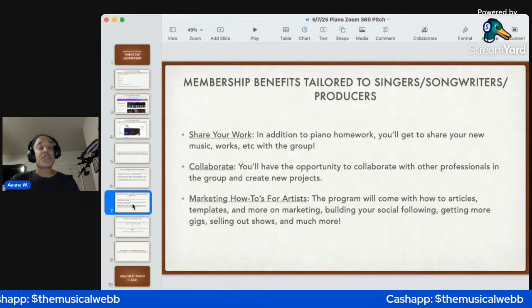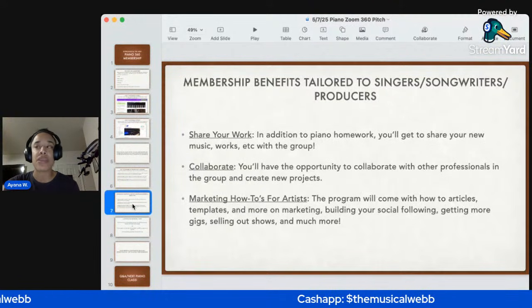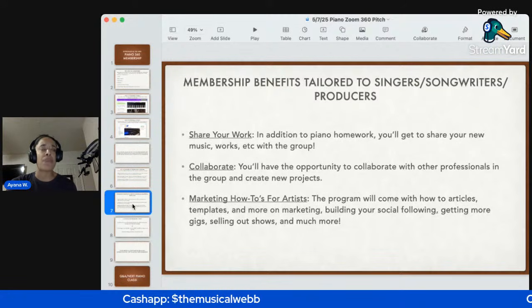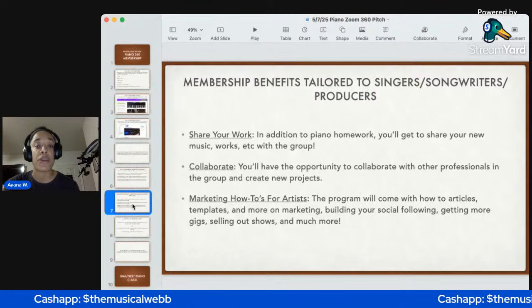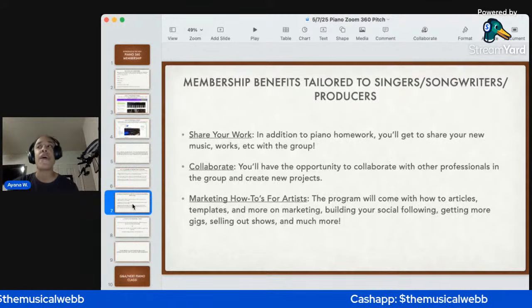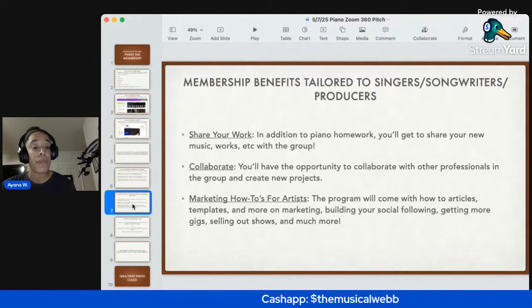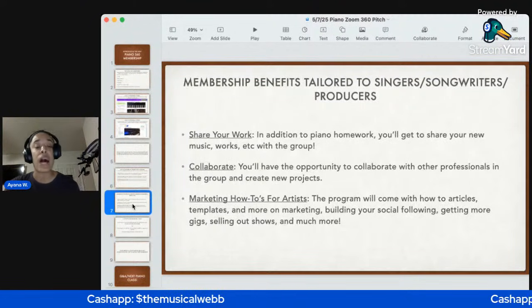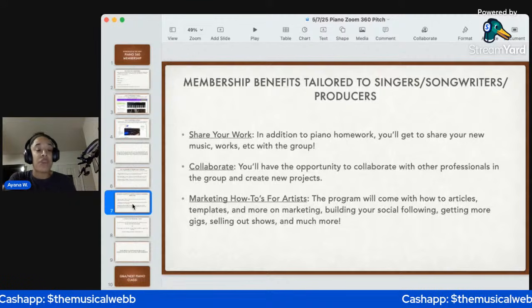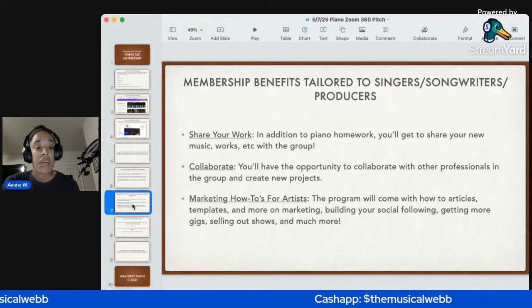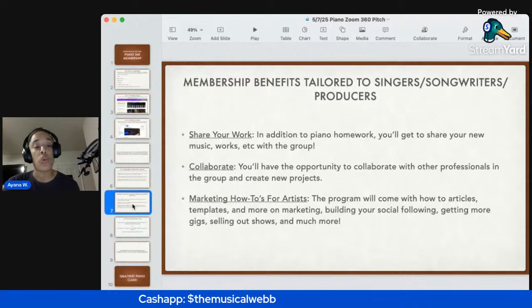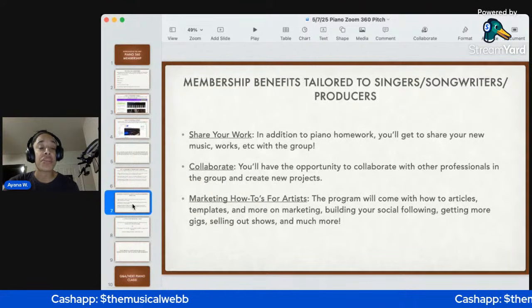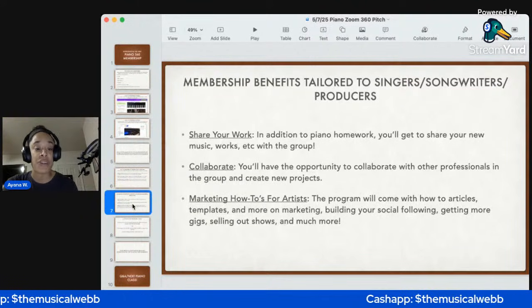This is also the extra layer that makes this program unique: you get membership benefits tailored to singers, songwriters, and producers. So not only do you get lessons on piano, but you also get resources to help you on the business side. Even if you're working on something, you get to share your work within the group. So in addition to piano homework, you get to share your new music, your works with the community.